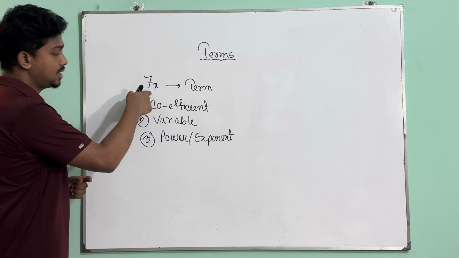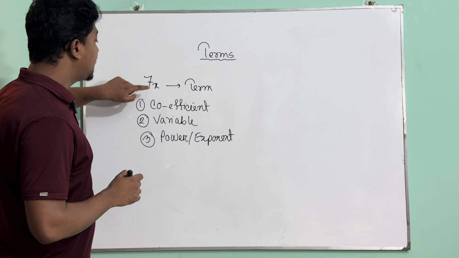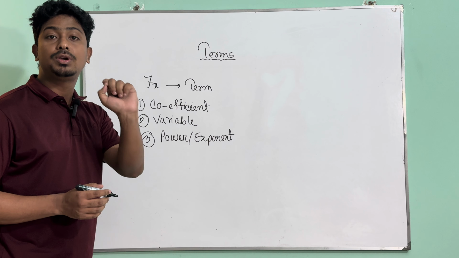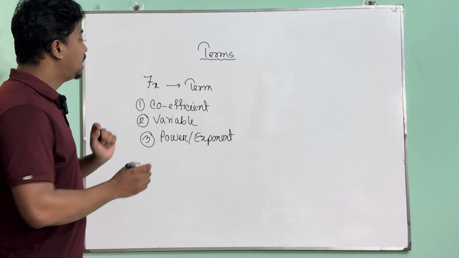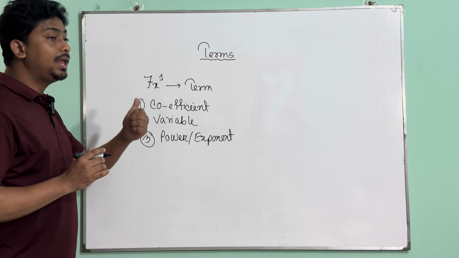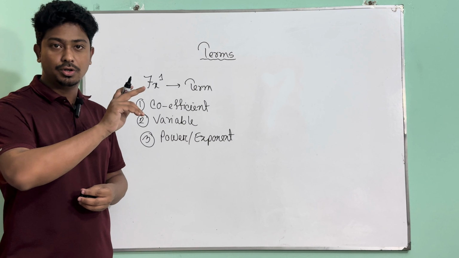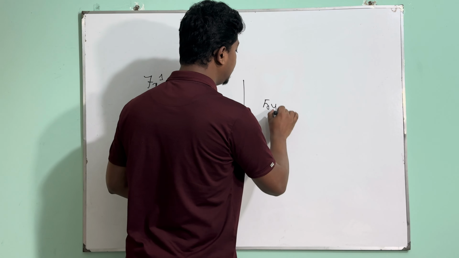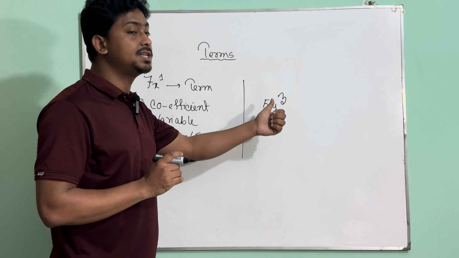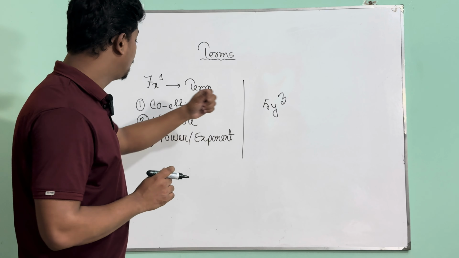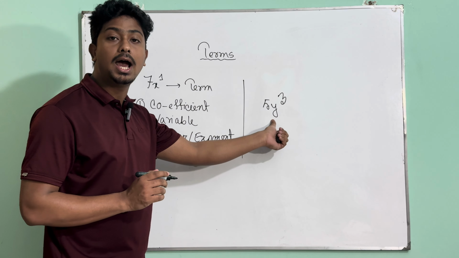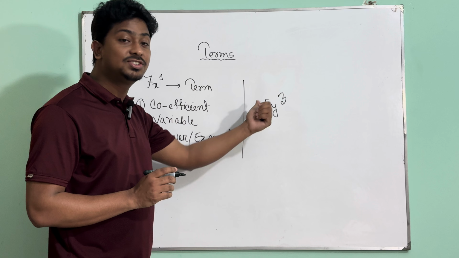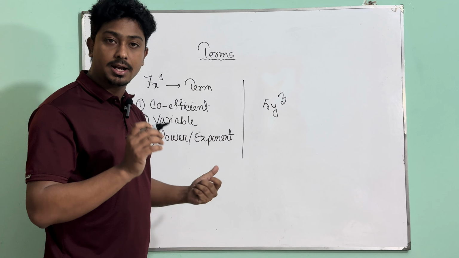Now let's go back to our term. We have 7, the coefficient, and x is the variable. Now you cannot see a power here, right? Remember, whenever you cannot see a power or an exponent, the power is usually 1. And when the exponent or power is 1, we do not write it. Again, let's talk about 5y cubed. This is a term. Why? Because it has a coefficient which is 5, it has a variable which is y, and it has a power or an exponent which is cube, or power is 3, right? So this is also a term.